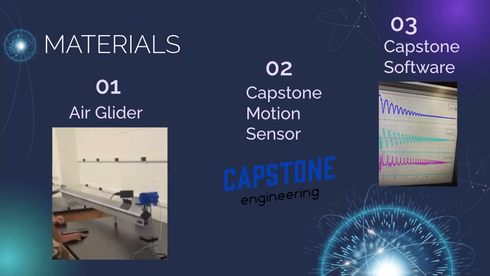Our materials today will be an air glider. We've used an air glider in labs number 1 and 2, and we'll keep using it today. We will keep using the capsule motion sensor to detect our position, velocity, and acceleration, as we will use 3 graphs and our capsule software as we record our graphs, like we always did in lab number 1 and lab number 2.